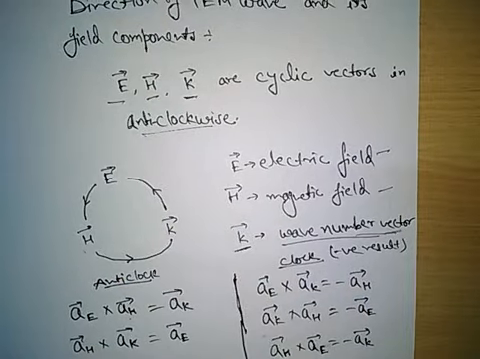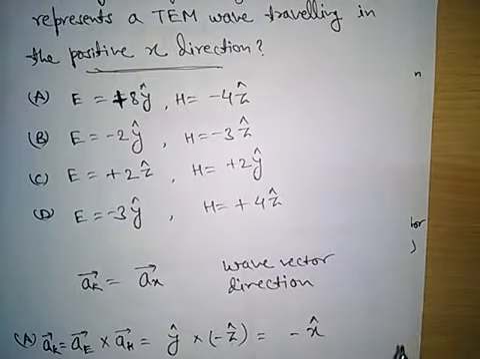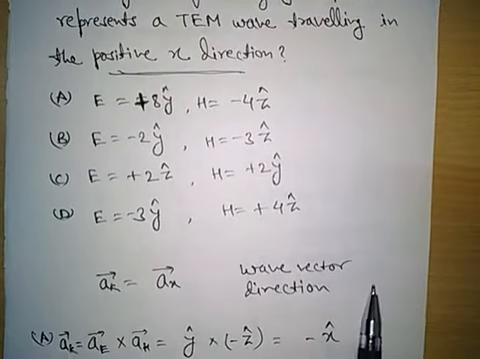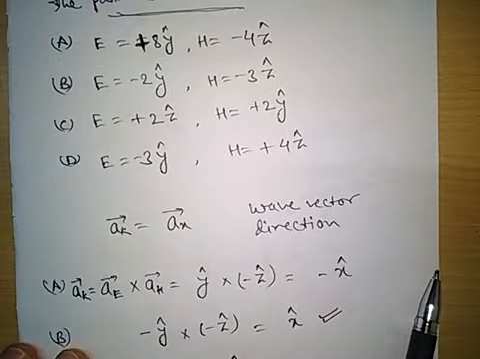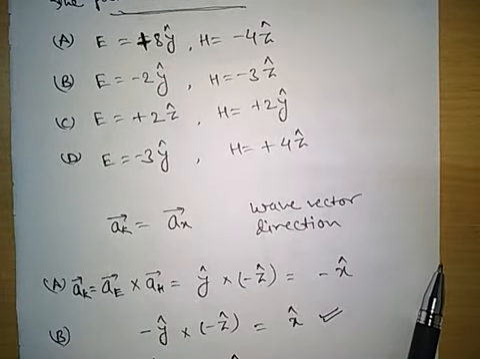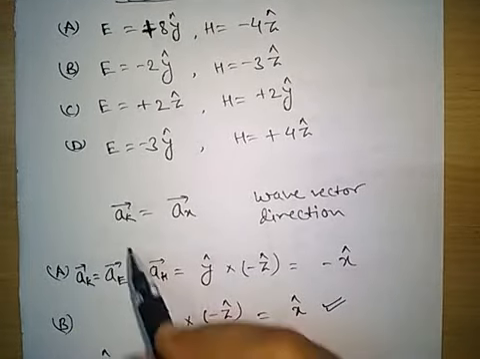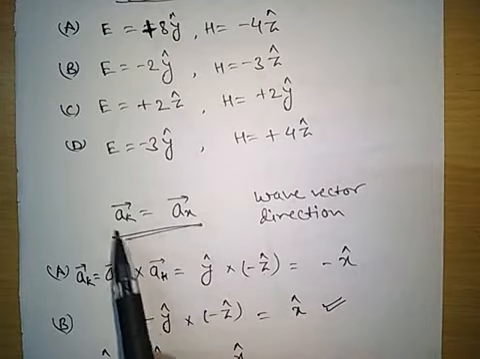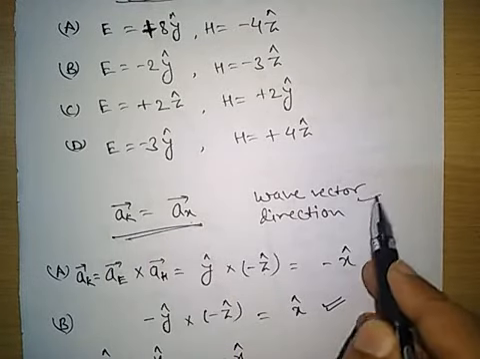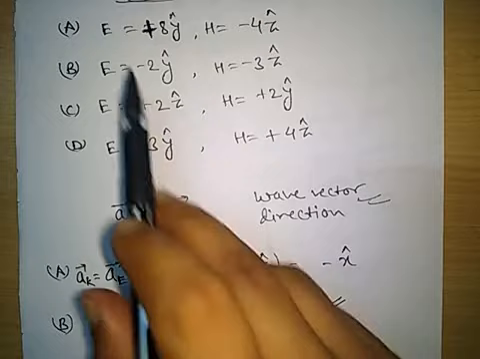So now we will try to solve the question. In the given question, we will go through the options and check which one gives the direction of the wave as positive x direction. So here we have the wave direction, vector aK equals vector aX. This is the wave vector direction. So we will check one by one.